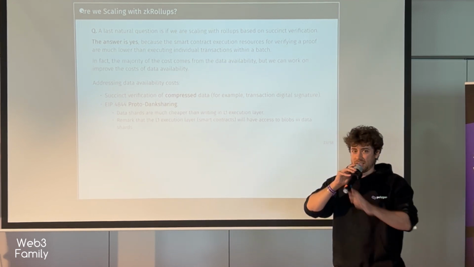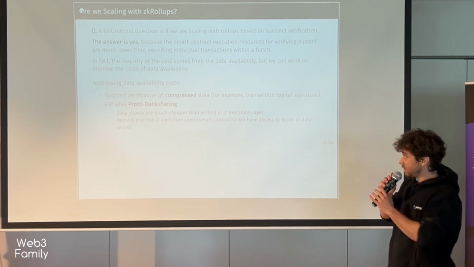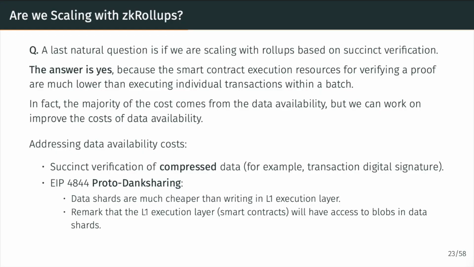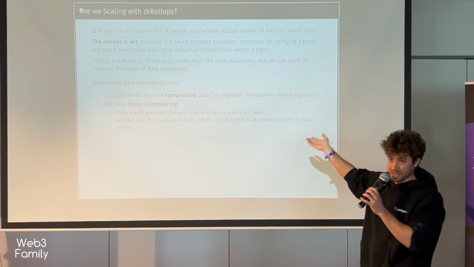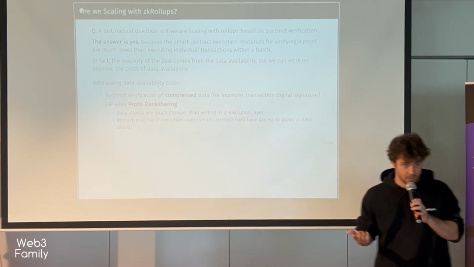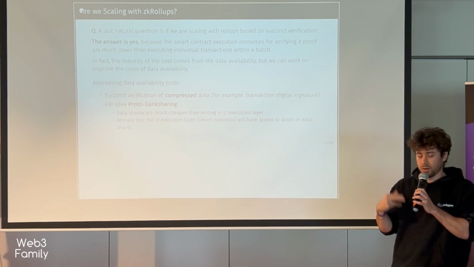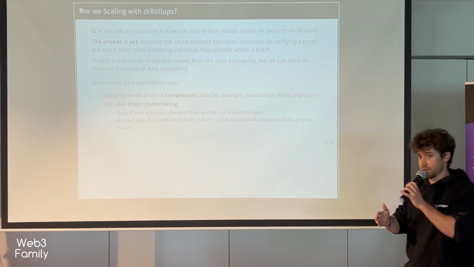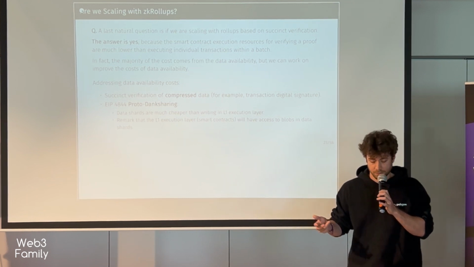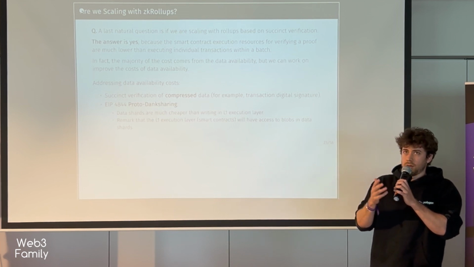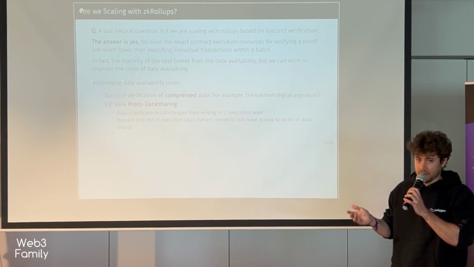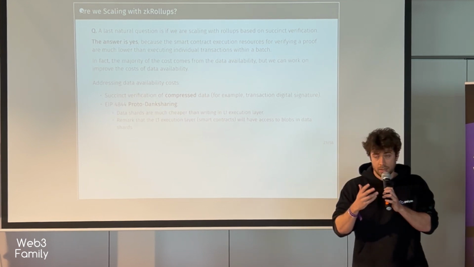And now, this is the last question, an additional one: are we scaling with zk rollups? The answer is yes, because the smart contract execution resources for verifying a proof are much lower than executing individual transactions within a batch. This can also be seen in the price of doing a transaction in a rollup compared with doing one on Ethereum. It varies a lot, especially on Ethereum, but I think on Ethereum it's like 25 to 30 cents. In a rollup, it's 10 cents.